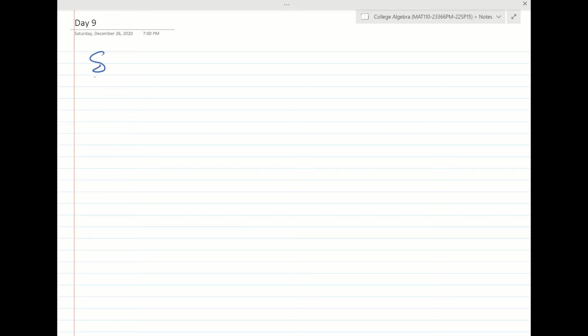Started with section 4.1. In Section 4.1 we'll be talking about what are called integer exponents. Now, a couple of things I just want to break down before we get started.